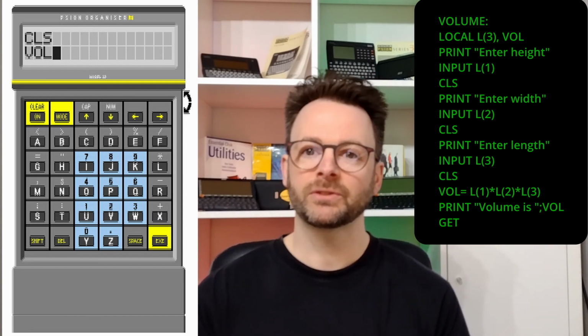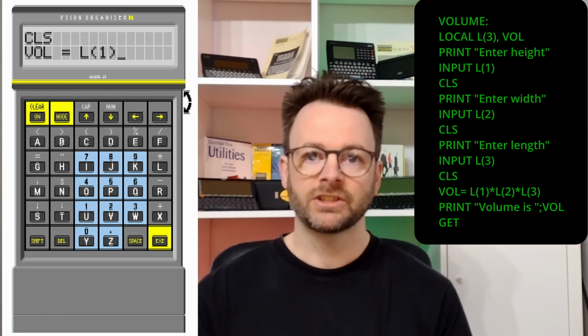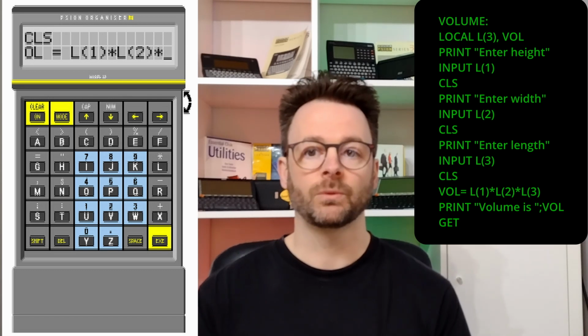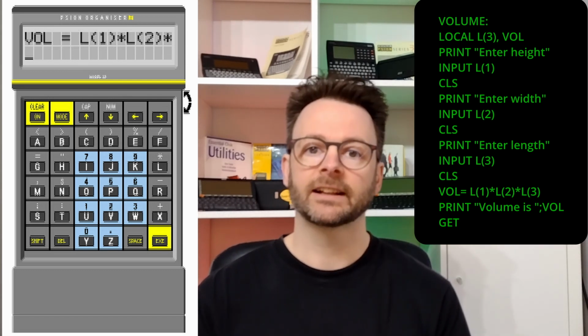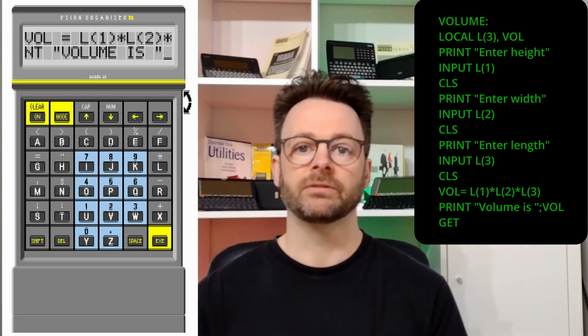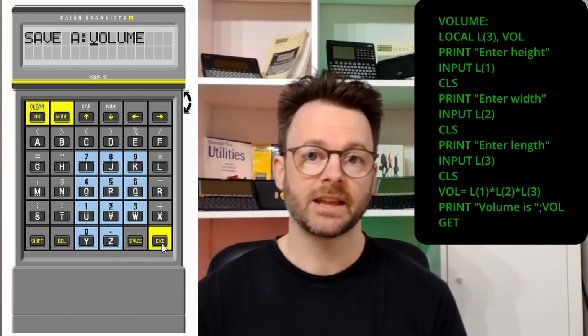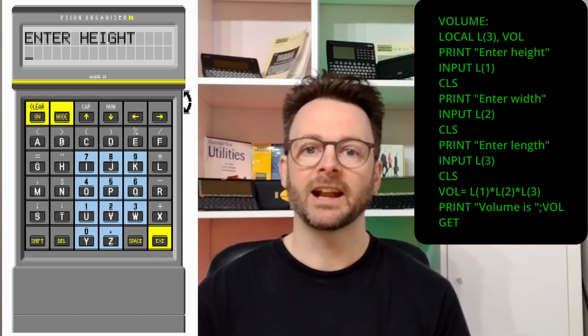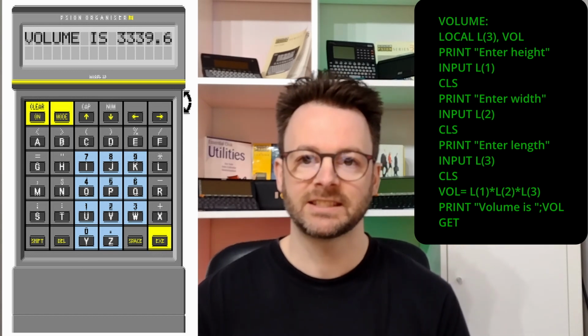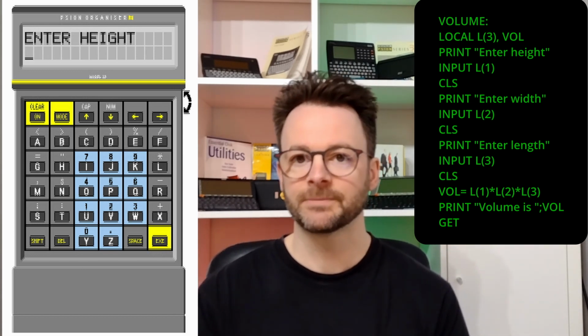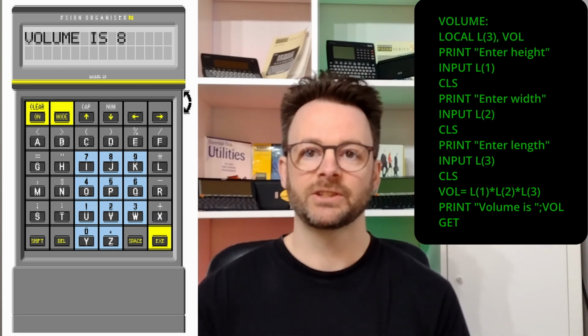The rest of the program looks very much like name, so we're asked to input the height, the width and the length. The screen is then cleared, and now we define the volume. So the volume equals L1 times L2 times L3. We're going to print the volume, and I've used a semicolon so it prints on the same line as volume is. And we've finished the program with a get so it doesn't immediately exit.